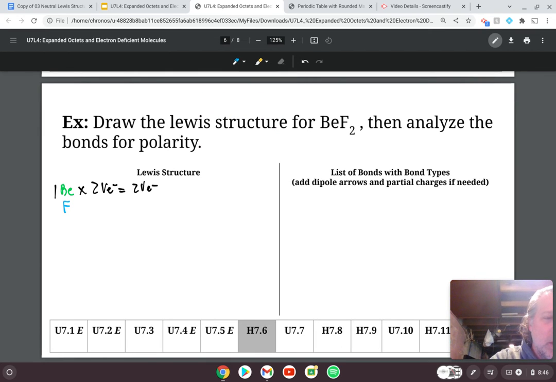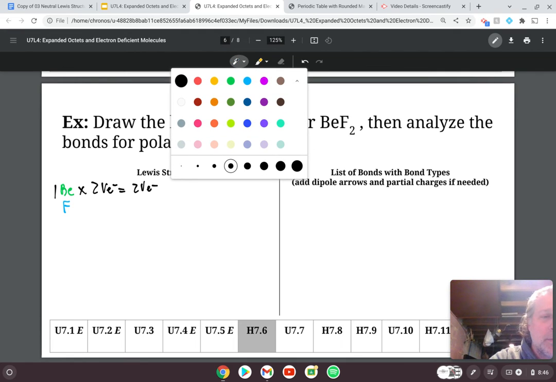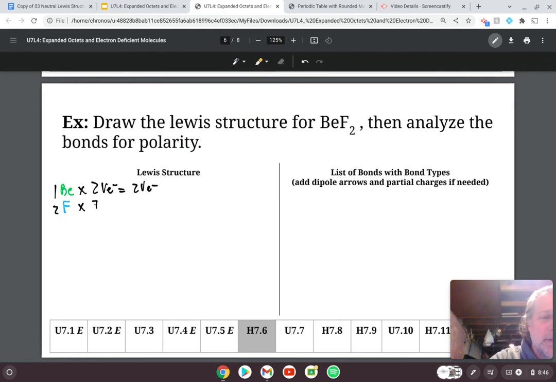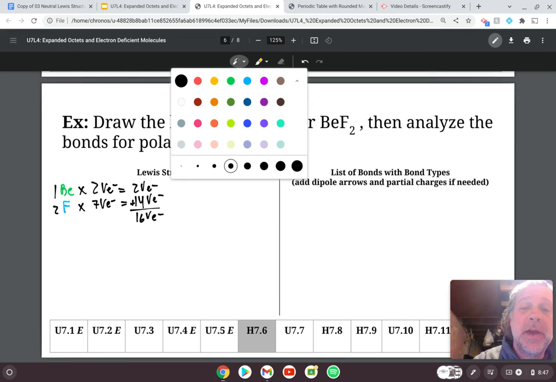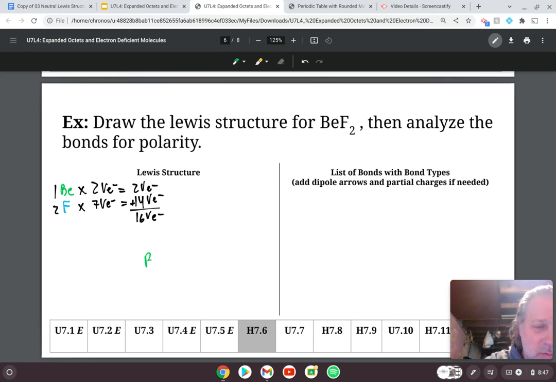And fluorine, and we have 2 of them, has 7 valence electrons, which 2 times 7 is 14 valence electrons. So we add all that up and we get 16 valence electrons we need to find the home for. Central atom is the element that is generally by itself, or there's only one of them, or it's the first one in the formula. So that's going to be Be in this case.